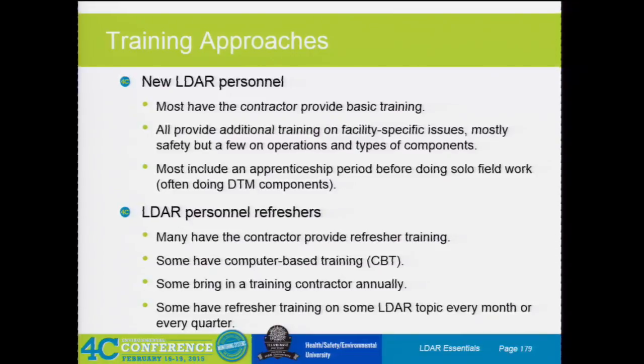New LDAR personnel, most have the contractor provide basic training. So with this, most everybody does not do LDAR in-house. They have a third-party contractor come and do it because it's a very daunting, time-consuming job. And the role of going out and monitoring a valve every day and monitoring 300 to 500 components every day gets very mundane and not very fun.